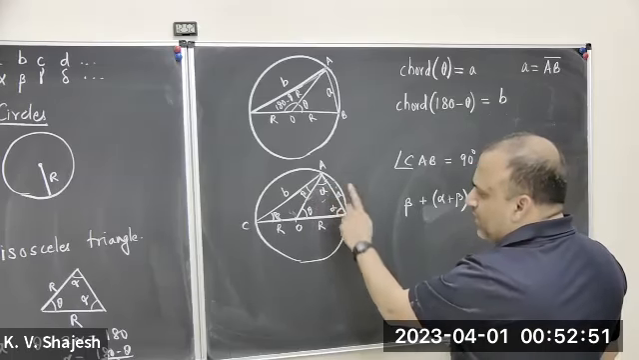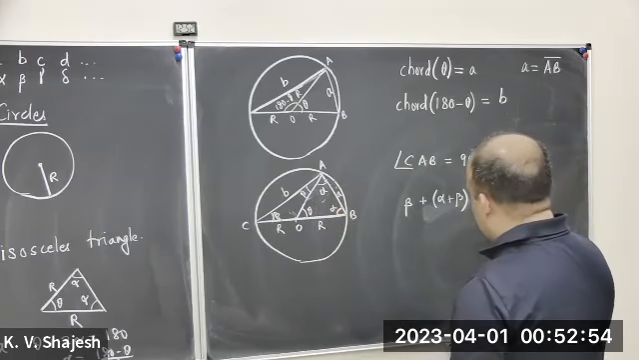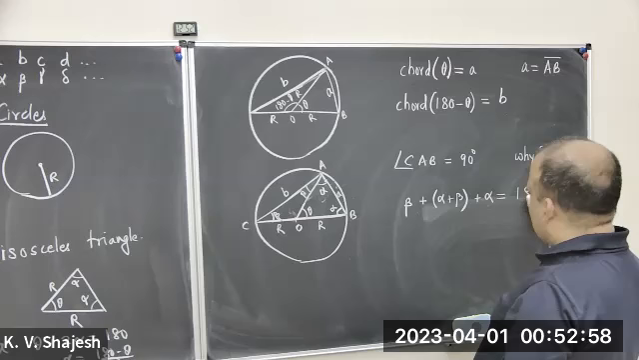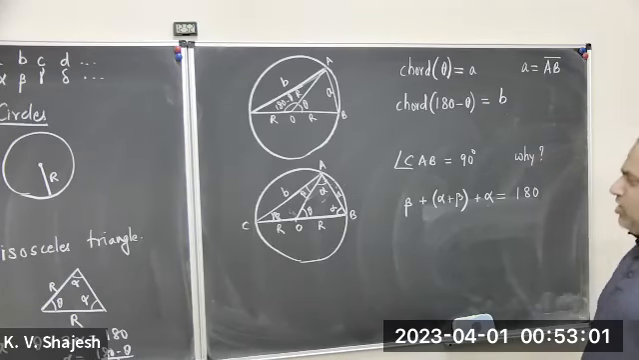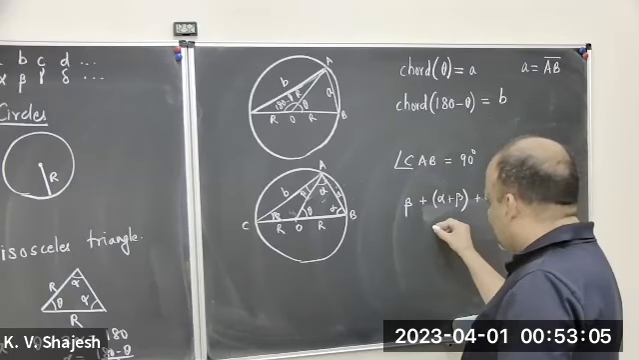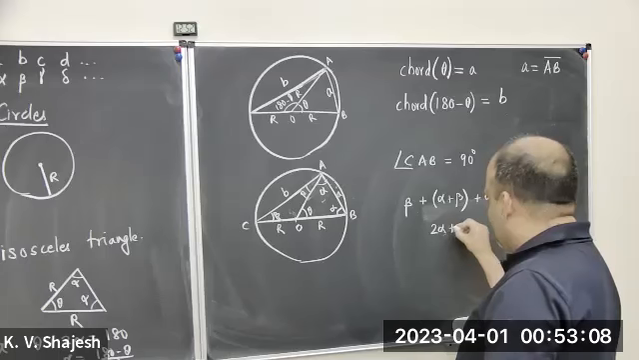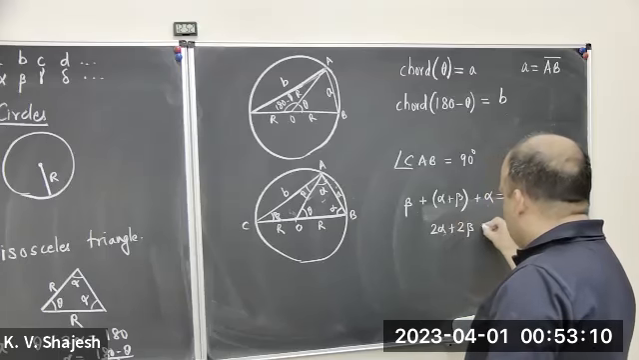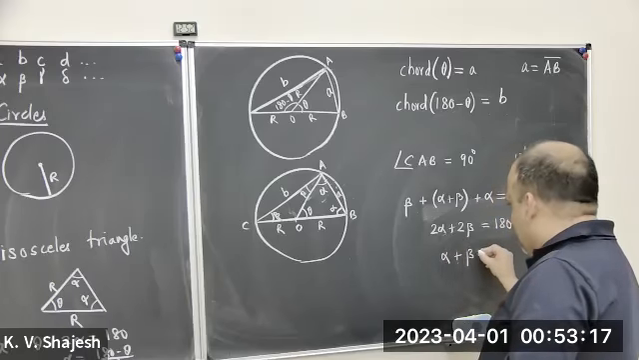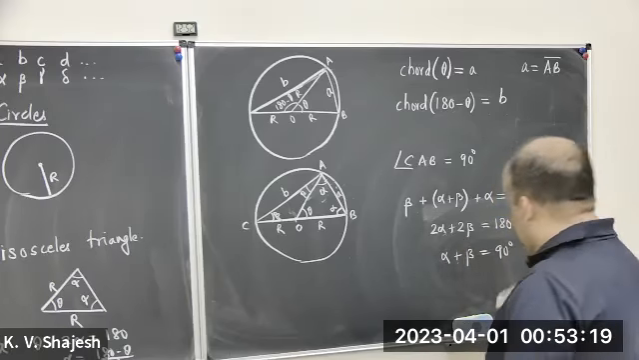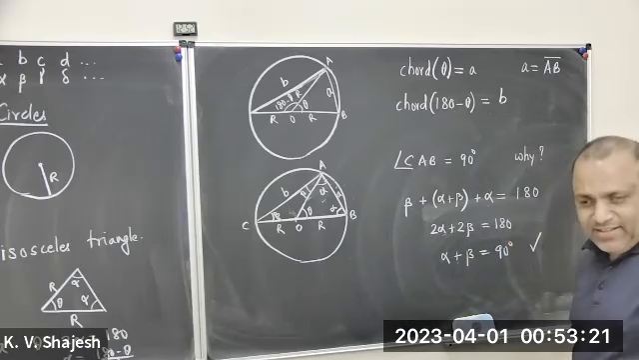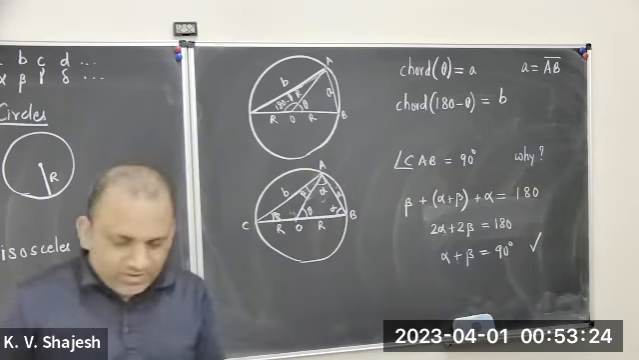That's alpha plus beta, and this is alpha plus alpha, equal to 180. The total is 180 degrees, correct? So there are 2 betas and 2 alphas. So 2 alphas plus 2 betas is equal to 180 degrees. The 2 goes away, so alpha plus beta is equal to 90 degrees. Yes, you were perfectly right. That's indeed 90 degrees, but now we know that, right?